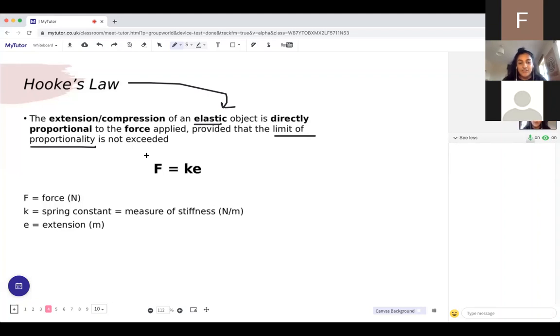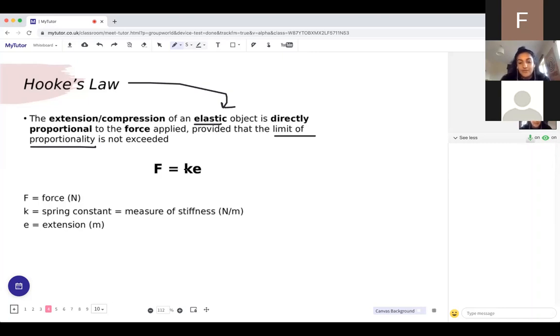So the equation that we have for Hooke's law is force equals spring constant times extension. Force is measured in newtons. We always measure force in newtons, no matter where the force is coming from or where it's going. Force is always in newtons.